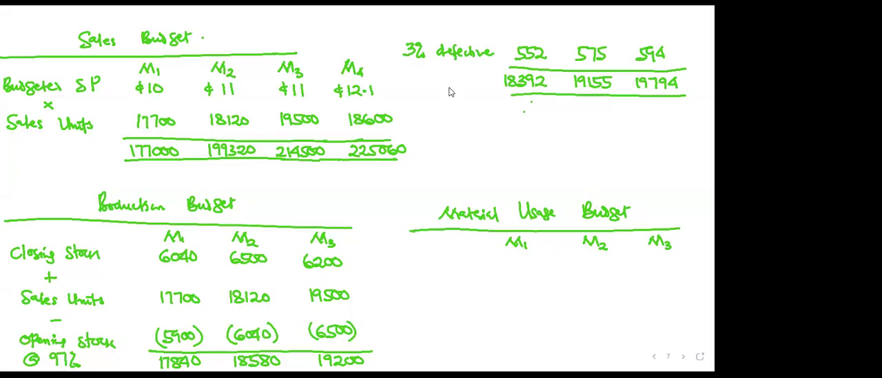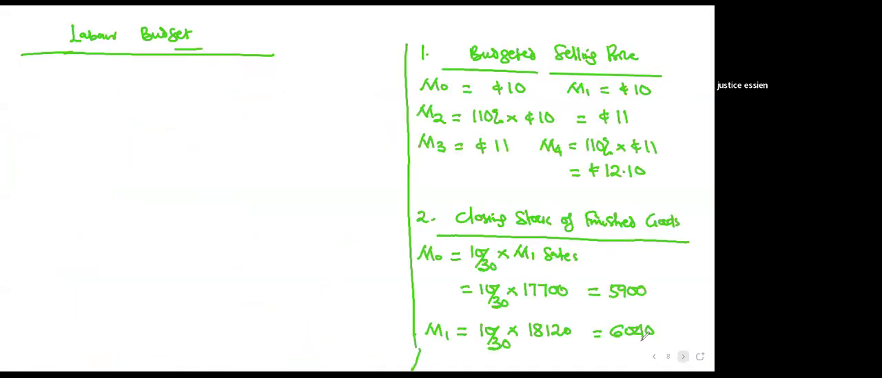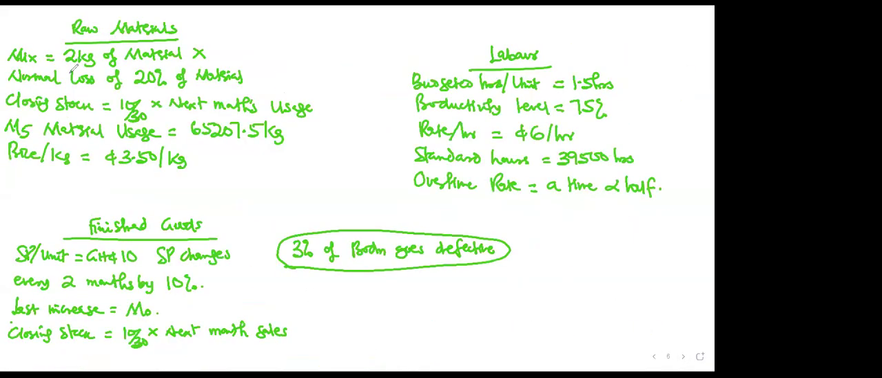Okay, so let's go to the material usage budget. How do they mix the materials? They said 2 kg of material X, but that is at a normal loss of 20%. Is that clear? If the 2 kg gives us a normal loss of 20%, it means the 2 kg represents 80%. Do you agree? The 2 kg produces a normal loss of 20%, meaning the 2 kg is at 80% productivity.